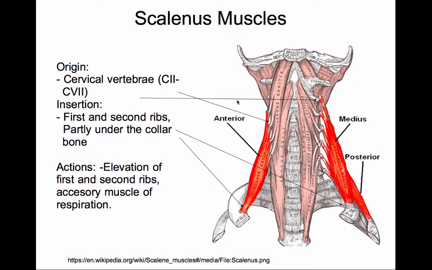Then we have the scalenus muscles. And there are 3: anterior, medius, and posterior. The anterior and medius are the ones we use. The origin is the cervical vertebra, transverse processes, C2 to C7, and the insertion is on the first and second ribs. This is especially an important insertion, and this too. So this is under the clavicle, the collarbone, and this is just behind the clavicle, the collarbone. It elevates the first and second ribs and acts as an accessory muscle of respiration.